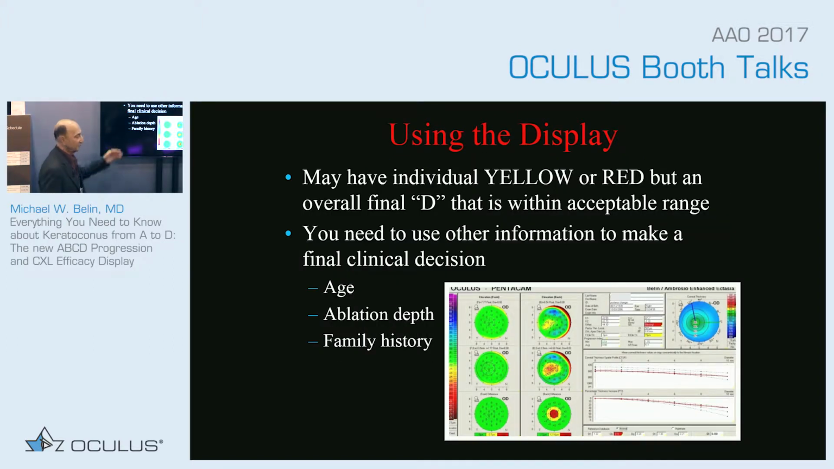So again, you may have individual yellow or red, and I specifically showed this here. Notice we have a red parameter, but the final reading is well within normal limits. Don't overread the individual parameters. You need to use other information. It is a screening display. You always have to look at age, ablation depth, family history. It's one bit of information.